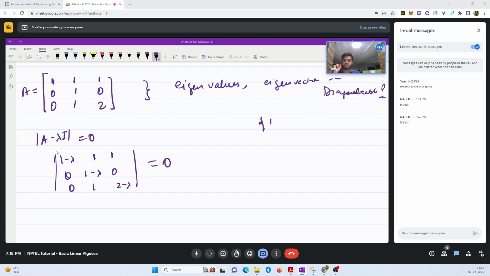So we have to find its determinant. In our first column we have only one non-zero entry, so we can evaluate using that. So it is 1 minus lambda times the remaining block.